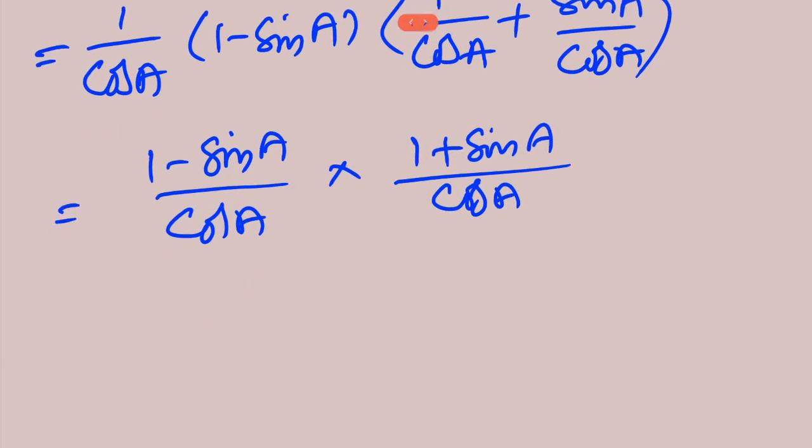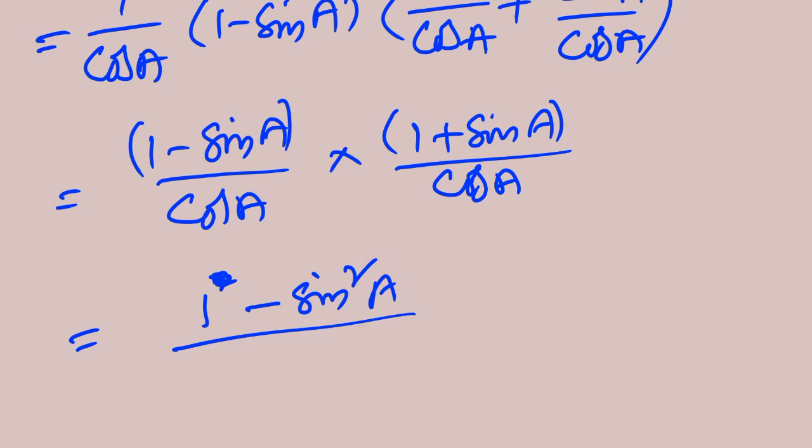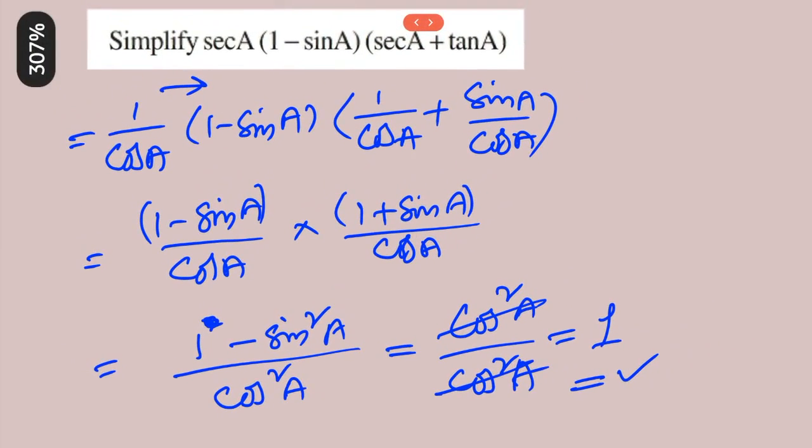Then if I multiply both expressions, here 1 minus sine A and 1 plus sine A, then a square minus b square, that is 1 square is 1 only, minus sine square A by cos into cos, cos square A. But 1 minus sine square, we all know is cos square A by cos square A. Both are the same, cancel it, and 1 is the answer. So this is the way of doing these kinds of problems.